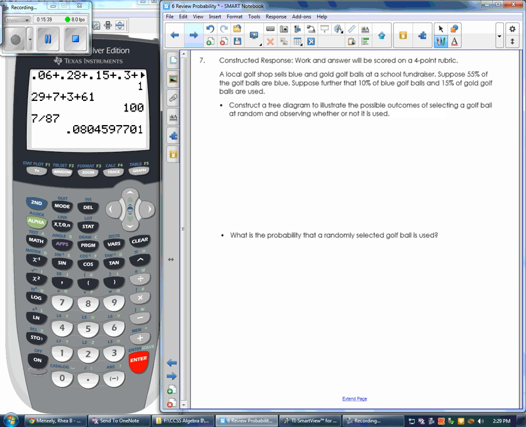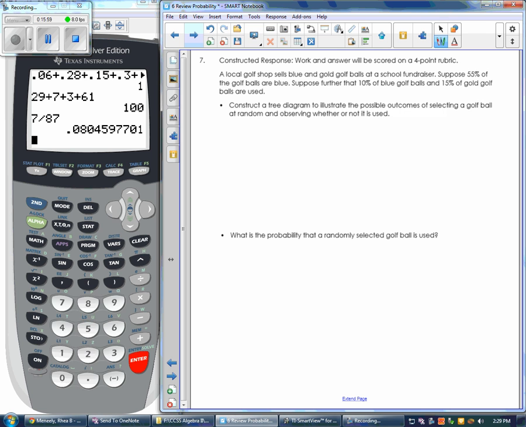Okay. Number 7 says a local golf shop sells blue and gold golf balls at a school fundraiser. Suppose 55% of the golf balls are blue. Suppose further that 10% of the blue golf balls and 15% of the gold golf balls are used. It says to construct a tree diagram to illustrate the possible outcomes.